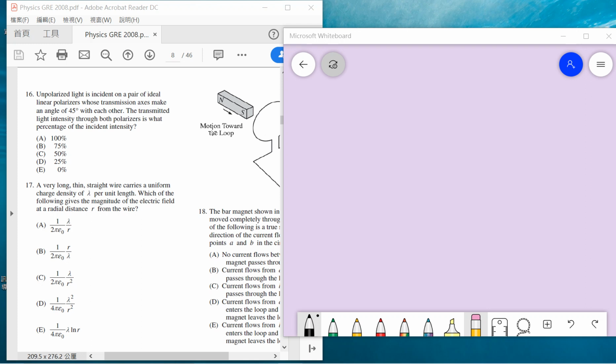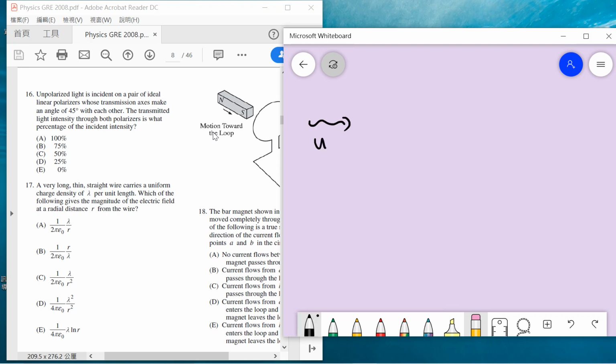Keep solving our physics GRE exam. So 16 says that unpolarized light is incident on a pair of ideal polarizers whose transmission axes make an angle of 45 degrees with each other. What are the transmitted light intensities through both polarizers?